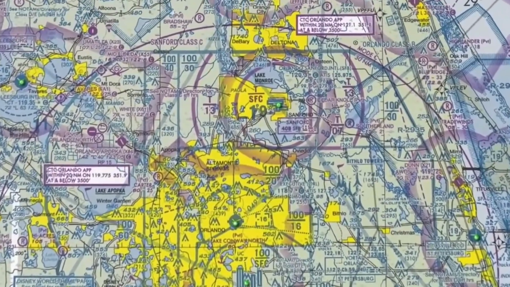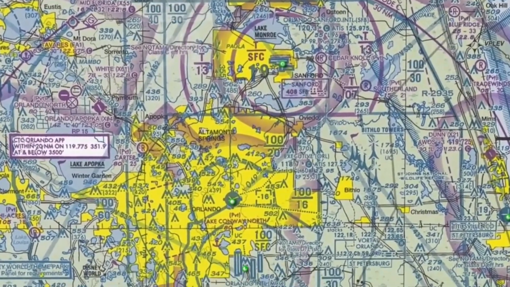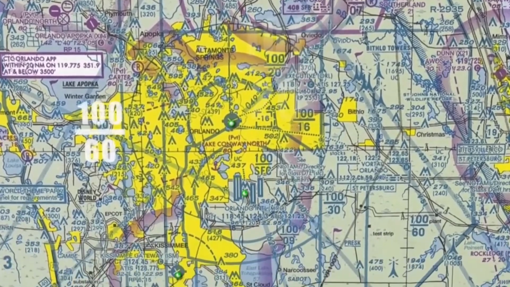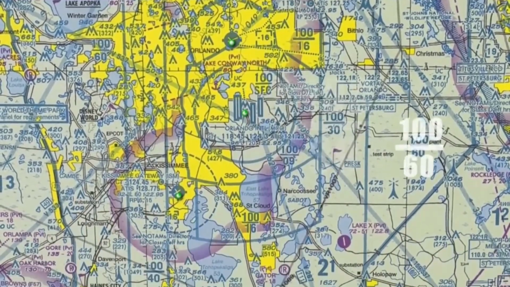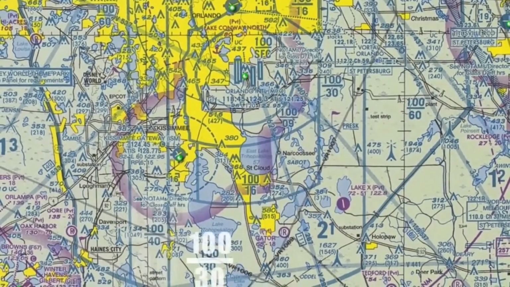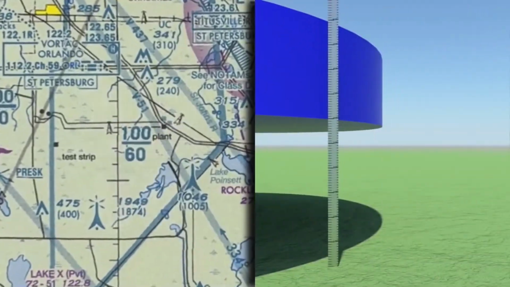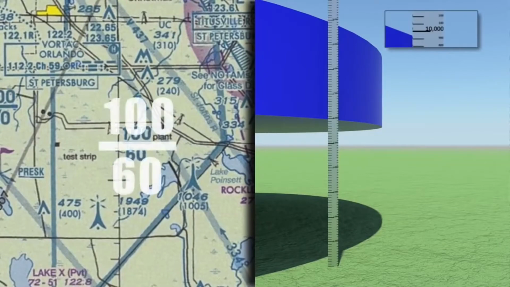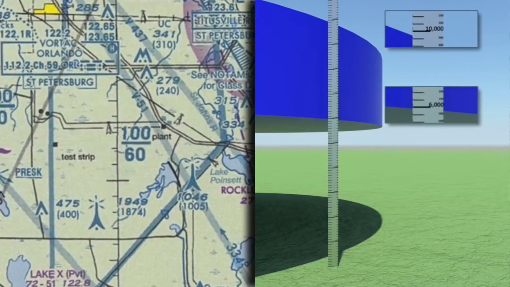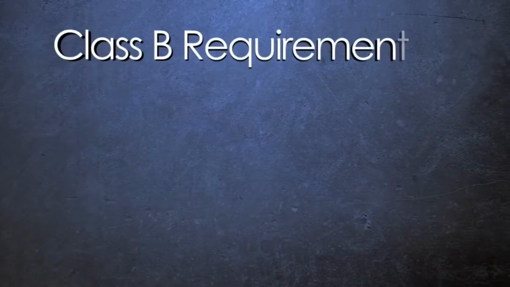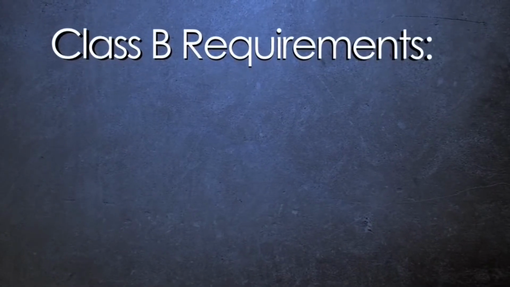Inside each unique sector of airspace, there are numbers published on sectional charts to indicate the vertical dimensions of Class B airspace in that sector. In this example, at Orlando, Florida, the top of Class B airspace is located at 10,000 feet MSL, and the bottom is located at 6,000 feet MSL. In order to operate in Class B airspace, there are several requirements that must be met.